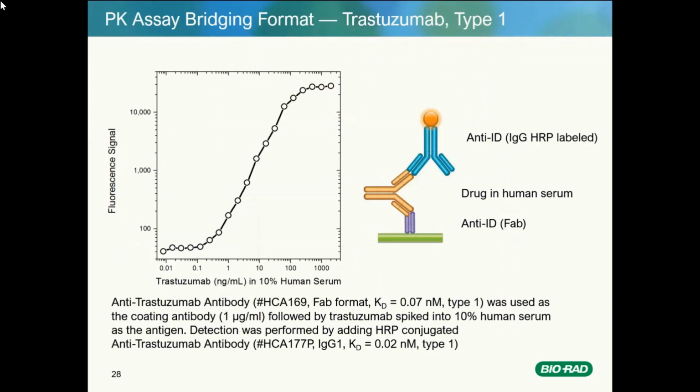This is an example of a PK assay bridging format. This is for trastuzumab. In the panel on the right, we have an anti-id capture immobilized. We come in with the drug in human serum, and then we have the anti-id detection. You can see here we are working in 10% serum, and the activity starts in the area of 0.2 nanogram per mil. So this is really good for 10% human serum.